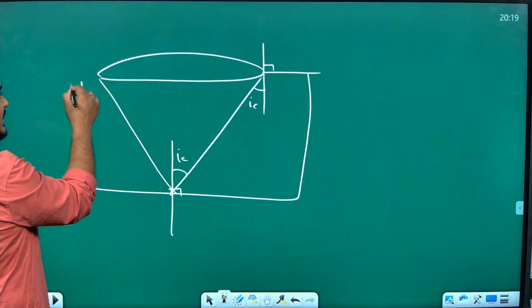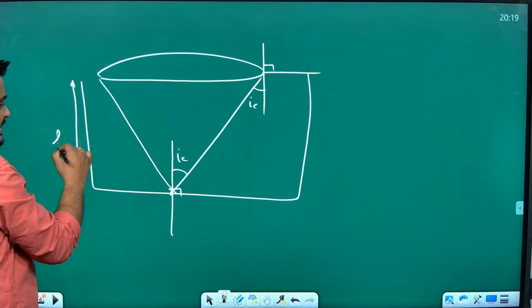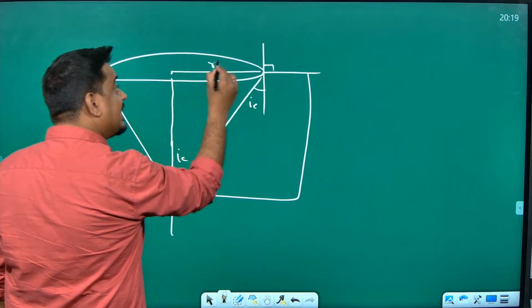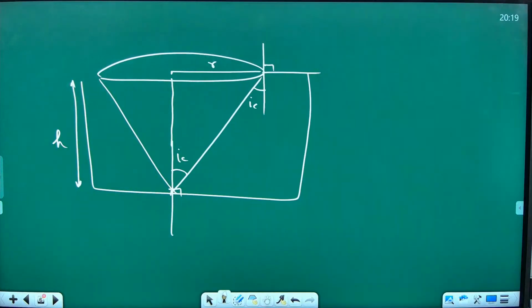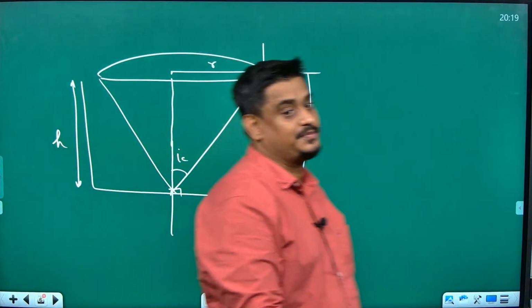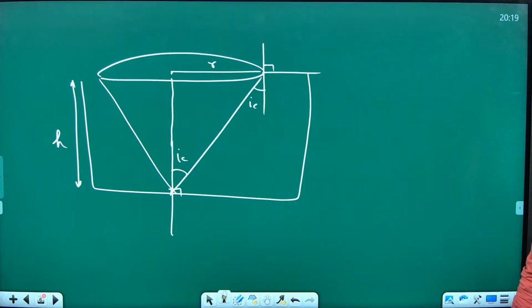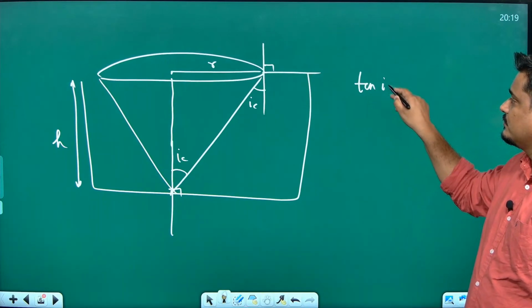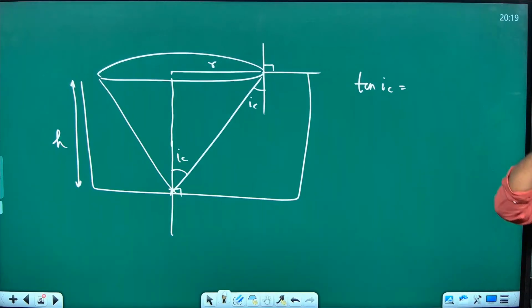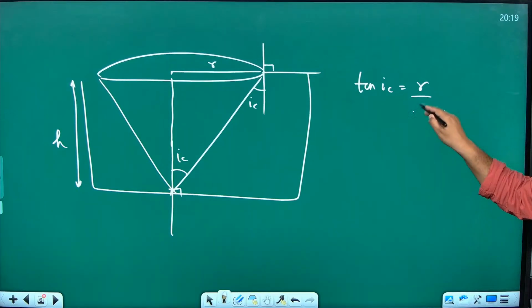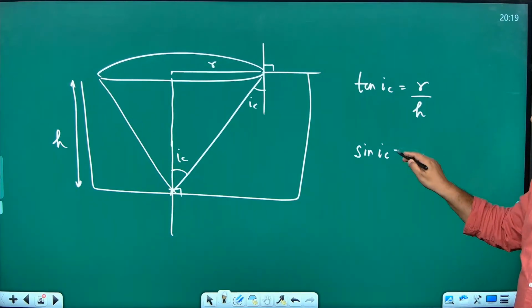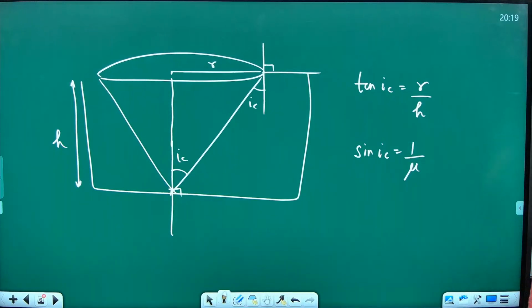And if this is the depth of the swimming pool, or I am taking it as height h, I can also find what is the radius of illumination. A question comes from finding the area of illumination. So how do you find the radius? Let us see in this diagram what is tan IC. What by what? R by h. And we already know sin IC is equal to 1 by mu. Just now we have learned it.